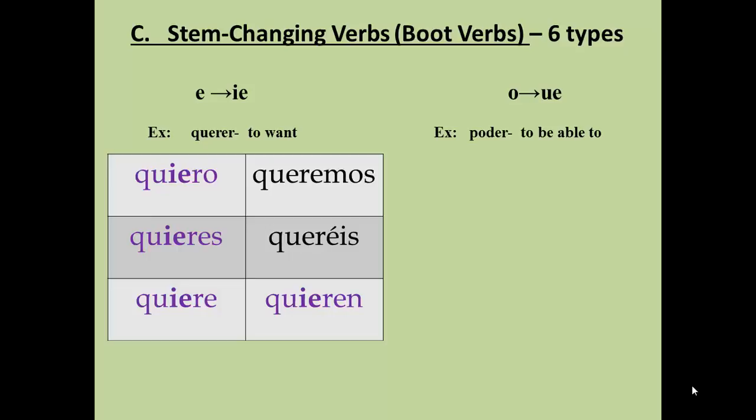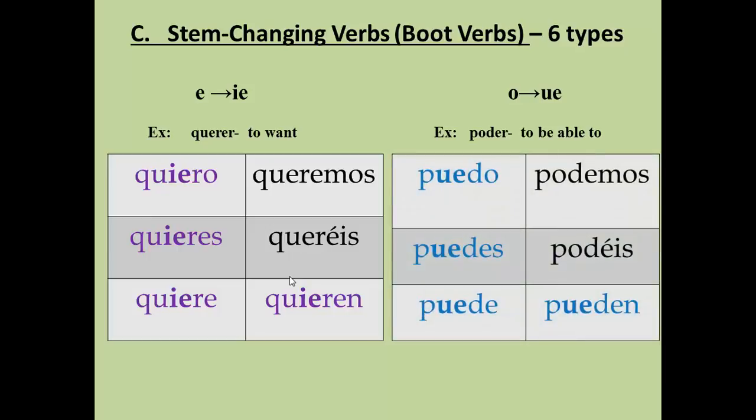The E to IE is only taking place inside the boot, right? Only these 4 conjugations get the E to IE. Okay, the same thing's going to go on over here with the O to UE for the verb poder, to be able to. And that is puedo, puedes, puede, podemos, podéis, pueden. Again, you see the stem change going on only inside the boot. Outside doesn't get a stem change, right?